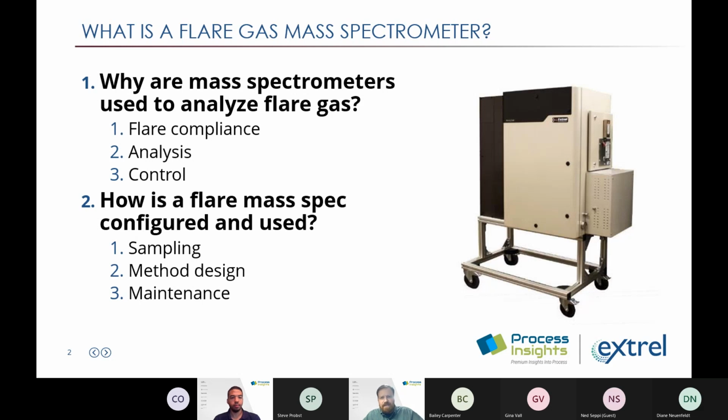In the second track, we'll take a different approach and follow a sample from the flare all the way through analysis, data treatment and reporting, to give you a complete picture of what it's like to incorporate a mass spec into a flare project. How are these things configured, installed, and used? We've got a lot to cover and will be moving pretty quick, but send your questions in as they come up, and we'll make sure we get all the information that's especially helpful to you.